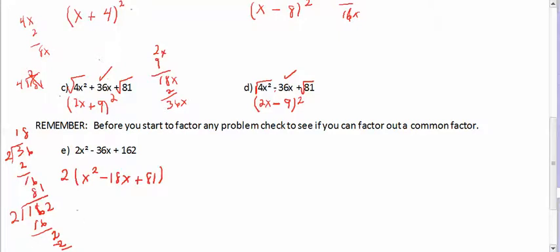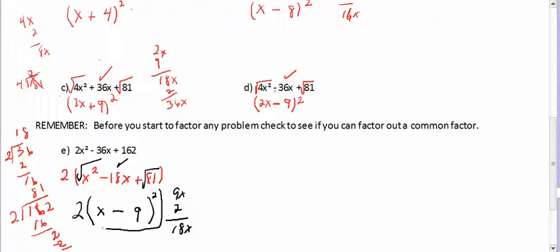Okay, what do I do with that 2? I'm going to keep it. That's part of my answer. It's at the end. Is this a perfect square trinomial? If I take the square root of the first term, I get x. Take the square root of the last term, I get 9. 9 times x is 9x. 9 times 2 is 18x. Did I get the middle term? I sure did. I put my negative sign and I square it. So here's my answer. A perfect square trinomial, but I need to make sure that I keep that 2 with it.